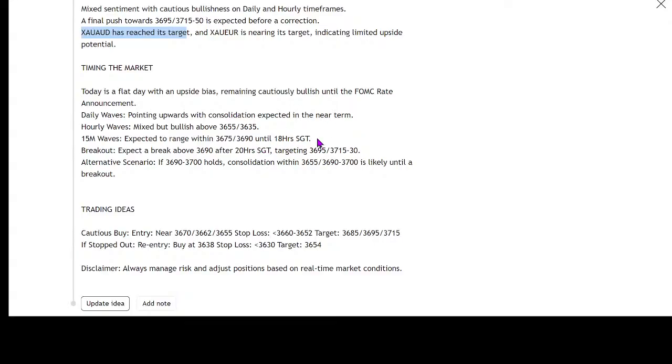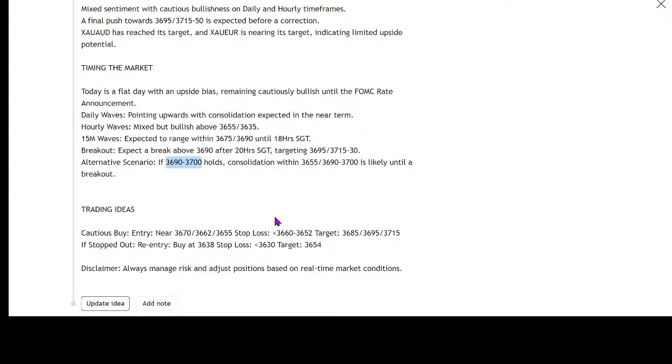until 18 hours SGD. I think the market was trading around there, but it was slightly higher towards 98. So instead of the 90s, it came slightly higher. So alternate scenario, as long as that 3690 and 3700 holds, consolidation is expected within these levels.